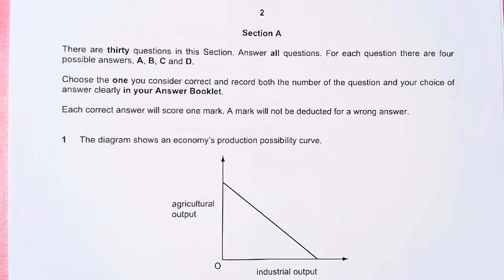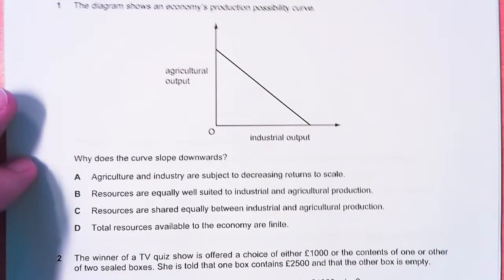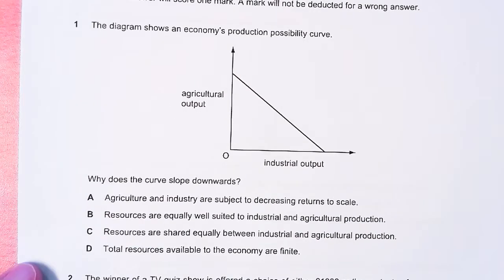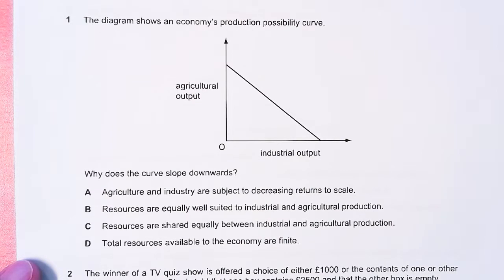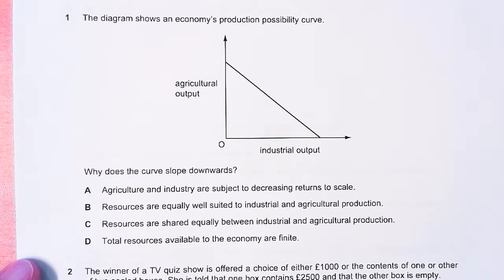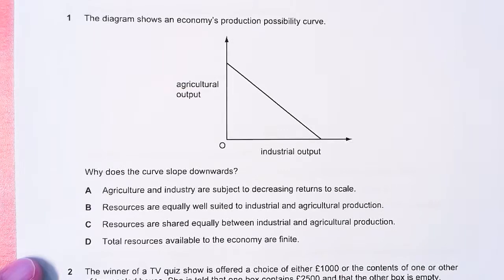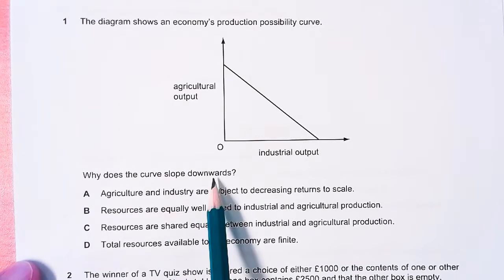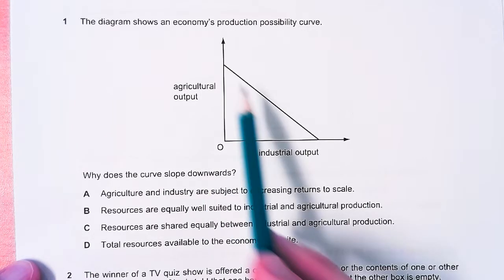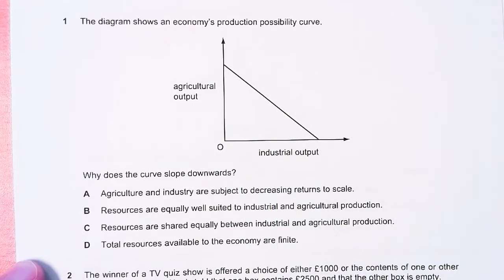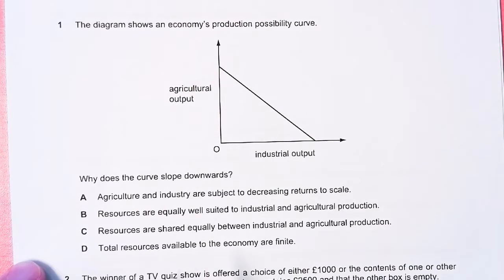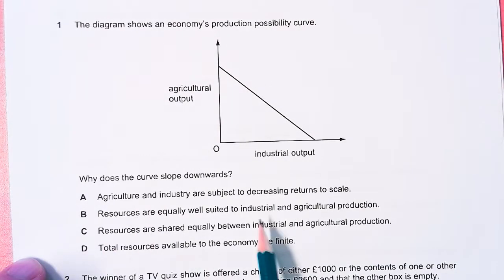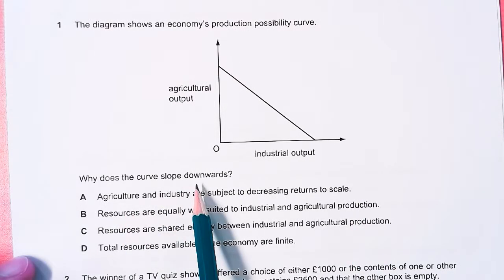So we've got an hour for this part of the paper. Let's see how we can get through this then. Okay, right, so the diagram shows an economy's production possibility curve. And the question says, why does the curve slope downwards? We can see this constant return to scale opportunity cost. It suggests that resources are equally well suited to industrial and agricultural production, but that's not why the curve slopes downwards. Okay, so let's pick out what is going to be suitable here.